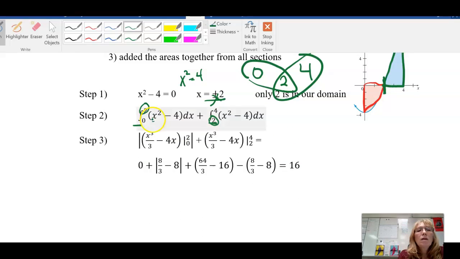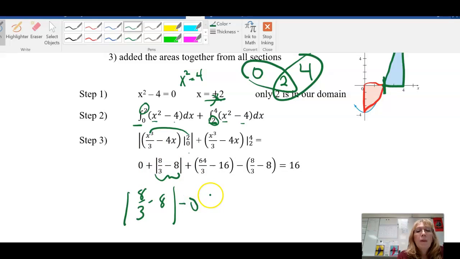Our antiderivative, x cubed over 3 minus 4x from 0 to 2. X cubed over 3 minus 4x, nothing different, but from 2 to 4. Now we plug in our 2. So we've got 2 cubed over 3 minus 8. This guy technically should have been first, and then we should have subtracted. All right, this should look like this. 8/3 minus 8. And then minus, plug in 0, and that's 0.